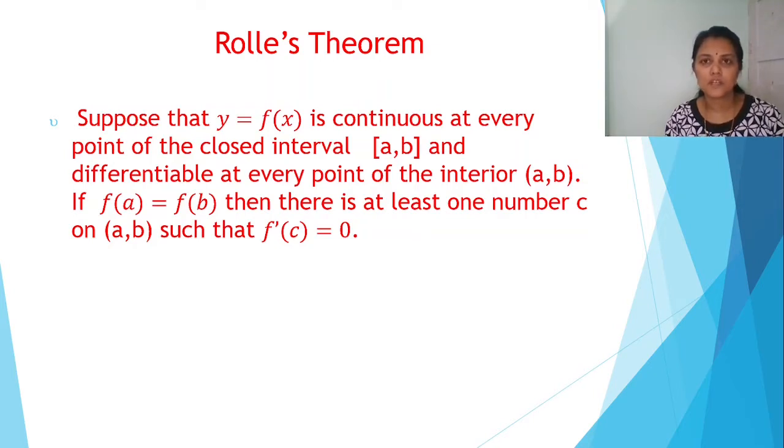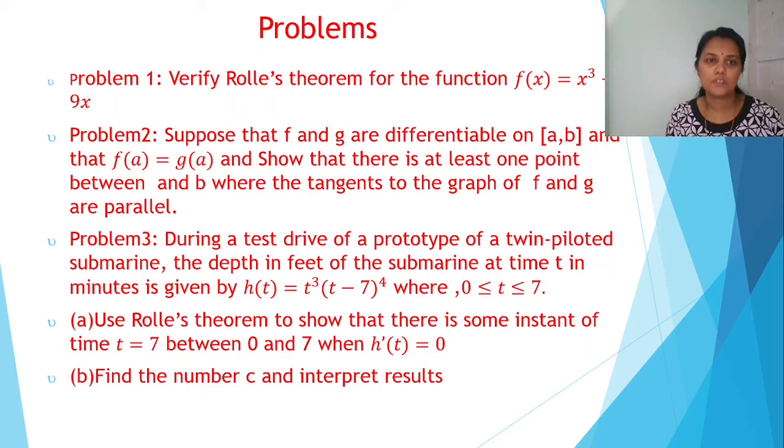So the function is continuous at every point of the closed interval [a, b] and differentiable at every point in the open interval (a, b). And one more condition is that at the endpoints the values of the function are equal, f of a equal to f of b. Then there is a number c between a and b such that f dash c equal to 0. Now we have three problems.